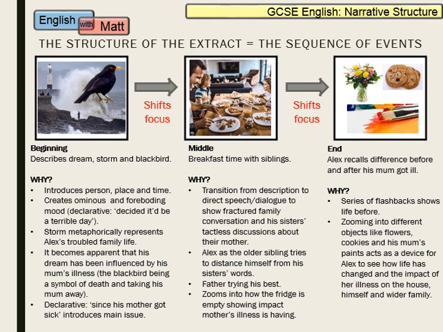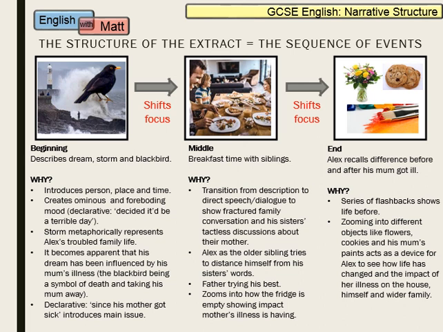It creates an ominous and foreboding mood through that declarative, "it decided to be a terrible day." At that point, we don't quite know why. We don't quite know what's troubling Alex. That's told to us afterwards about his mother being ill. You could say the focus of the bad weather outside metaphorically represents Alex's troubled family life.